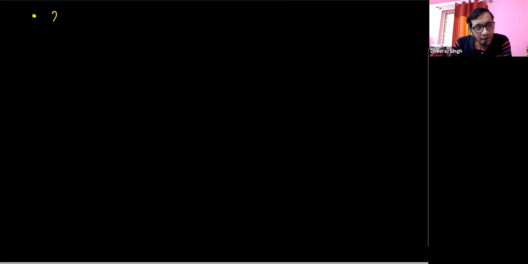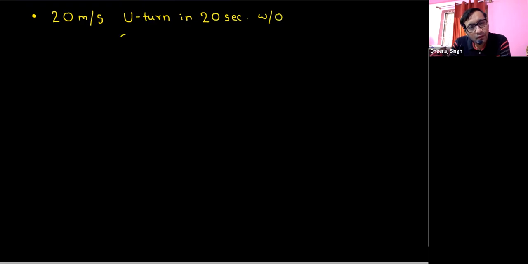A train is traveling right now with 20 meter per second. This is the velocity of the train. It takes a U-turn in 20 seconds without changing its speed. So in this process of taking a U-turn, what is the average acceleration? Find out.